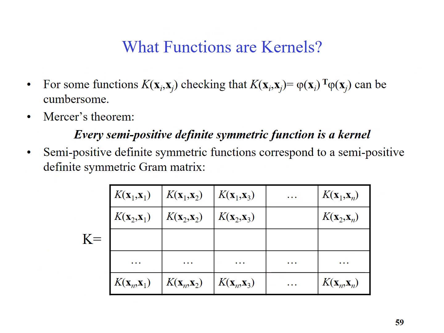When you run SVM, you have to choose a kernel function. The easiest way is that there are already a lot of well-defined kernel functions. You choose one of them and run it. That's very easy. Otherwise, if you want to come up with your own kernel function, then you have to consider two things.